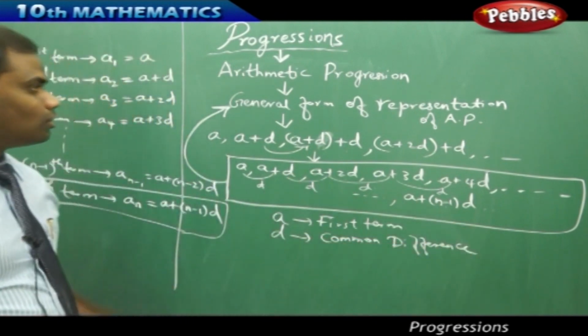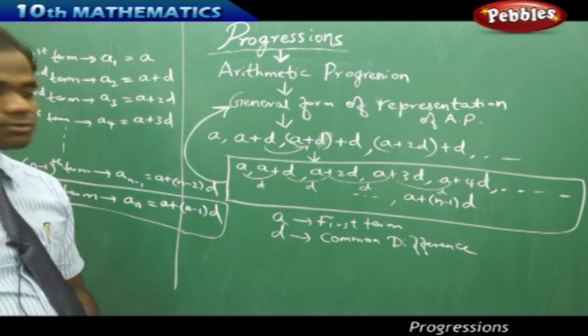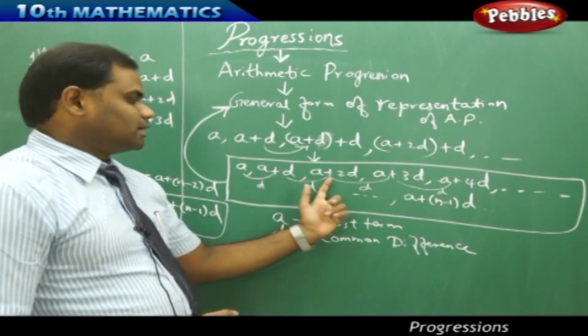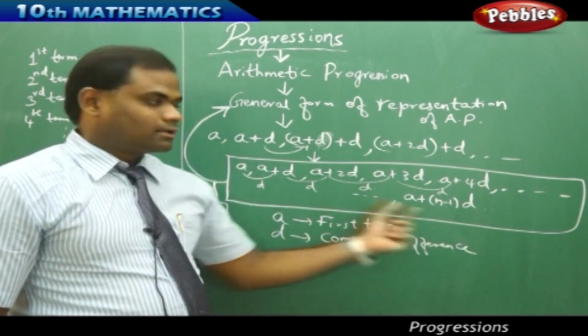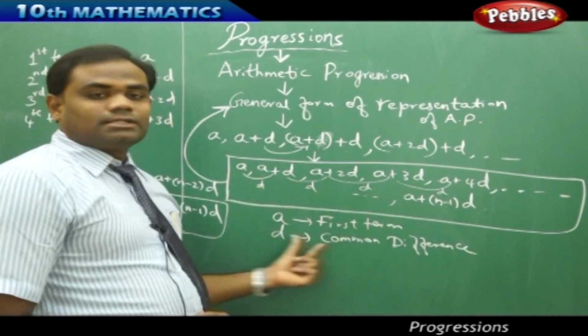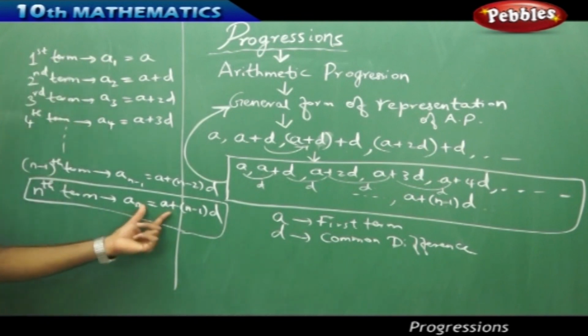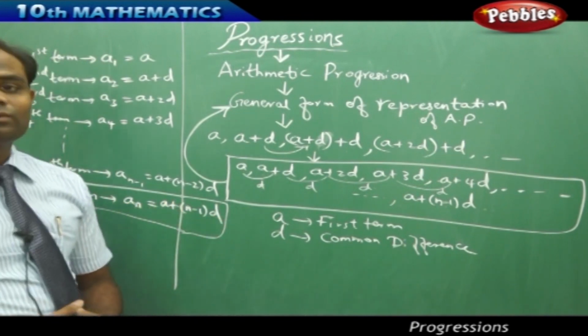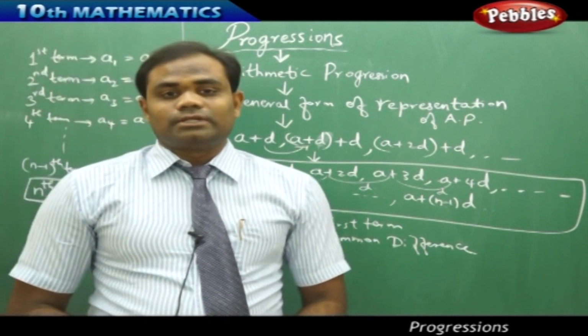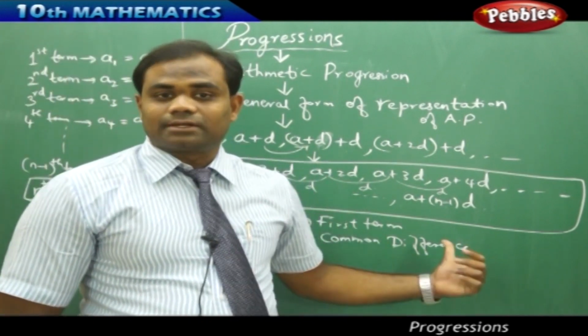So the general form of arithmetic progression is denoted by a, a plus d, a plus 2d, a plus 3d, so on and so forth till a plus n minus 1 times d, where a is the first term, d is the common difference, and a plus n minus 1 times d, denoted by an, is the nth term, is how we understand the arithmetic progression through the basic formula.